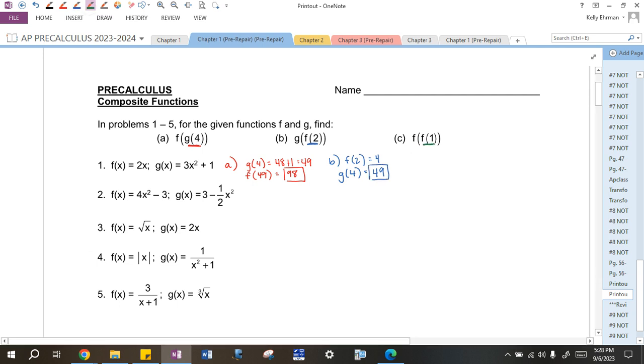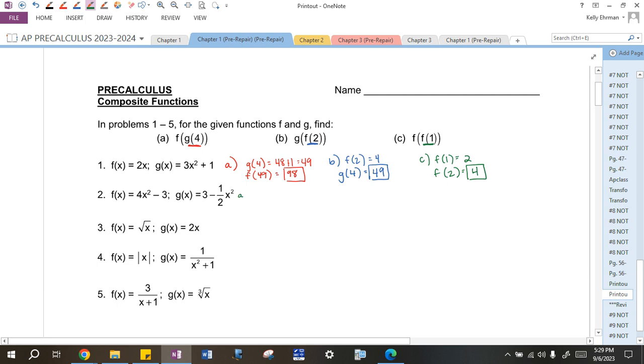F of 1, start with f. F of 1 is equal to 2. So now instead of f of 1, f of 2. F of 2 is 2 times 2, so that answer is 4. Okay, so we do that for each one.